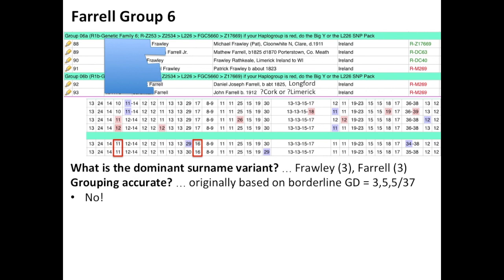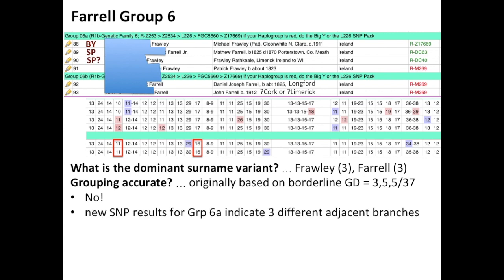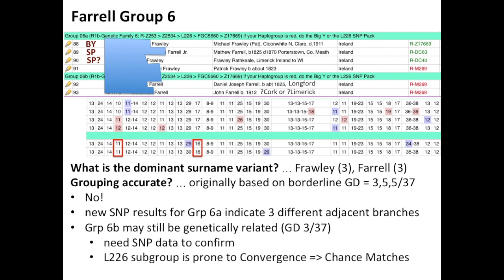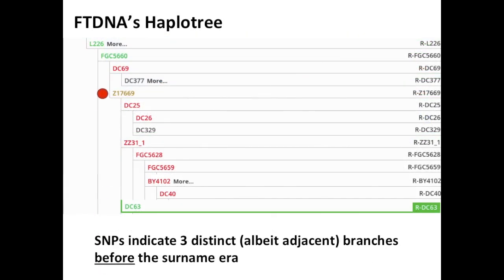No, it was not. Because they did these SNP tests, Big Y, a SNP pack, a SNP pack, and the new SNP results showed three different adjacent branches of the tree of mankind. Here we have Z17669, DC63, and DC40. And if we look where these are on the tree of mankind, and this particular group, L226, Brian Boru's group, is known to have a problem with convergence. A lot of people are coming in and just matching by chance. And this is where they sit. There is one of them, there's another.